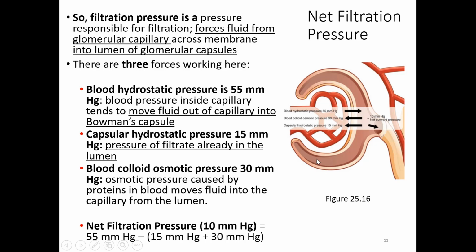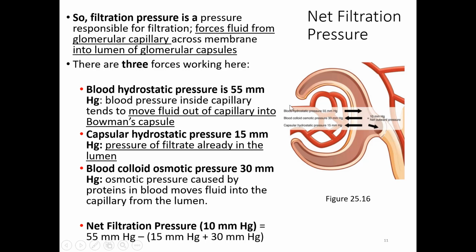Finally, right here in that fluid, in the filtrate, there are no proteins, but there are a lot of proteins in the glomerular capillaries. And by osmosis, proteins creating osmotic pressure will be attracting water from the capsule back into the glomerulus. That is called blood colloid osmotic pressure, and it's equal to 30 millimeters of mercury.